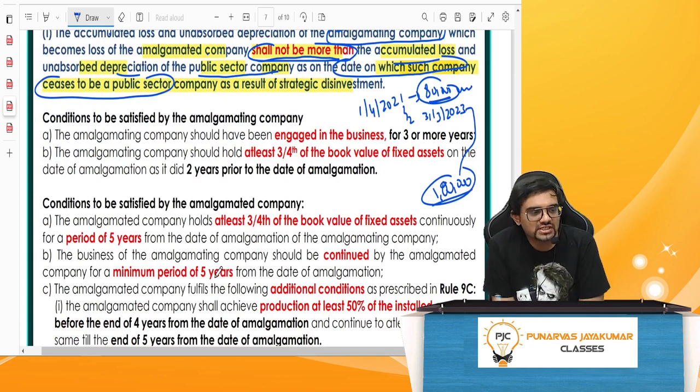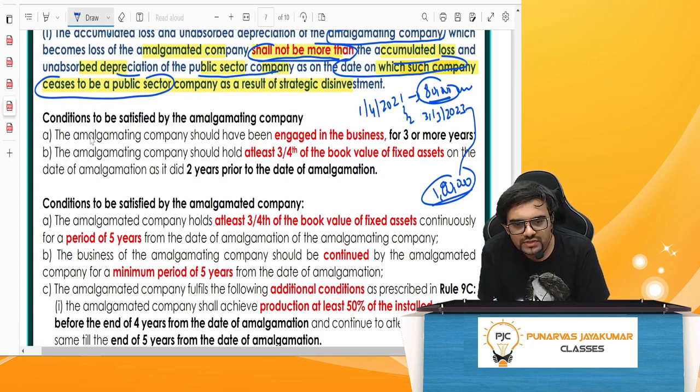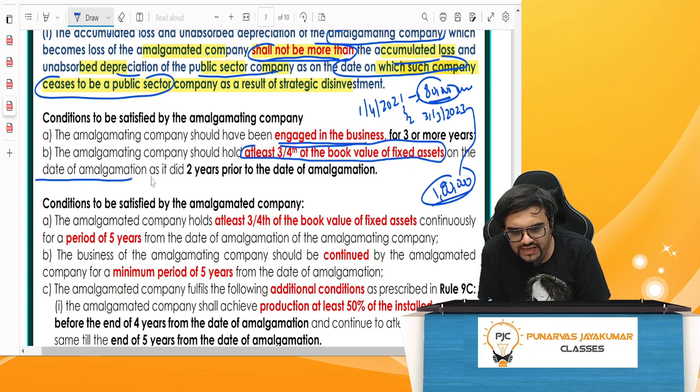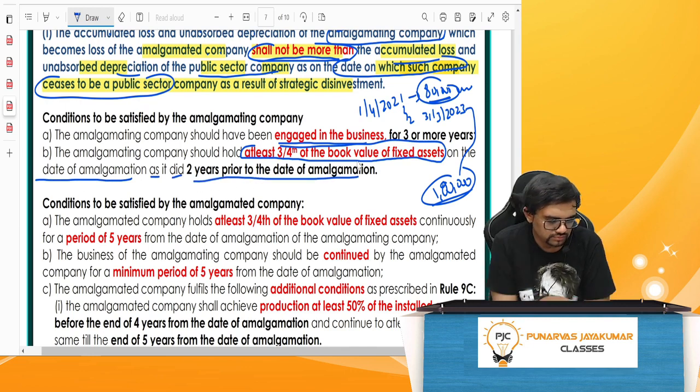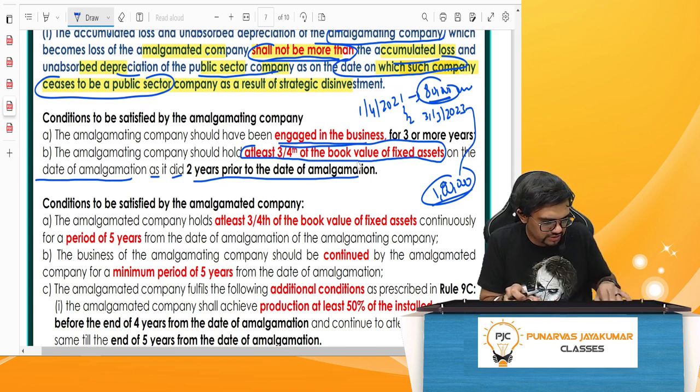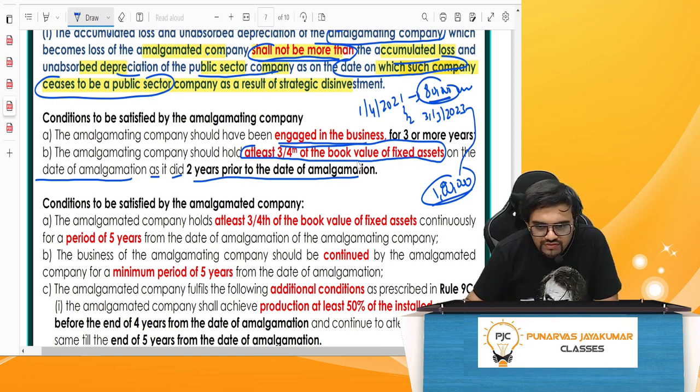Yes, conditions to be satisfied by the amalgamating company. Amalgamating company should have been engaged in the business for 3 or more years. So basically it should not be a new company. Amalgamating company should hold at least 3/4 of the book value of fixed assets on the date of amalgamation as it did 2 years prior to the date of amalgamation. 75% of the book value of assets they should hold.